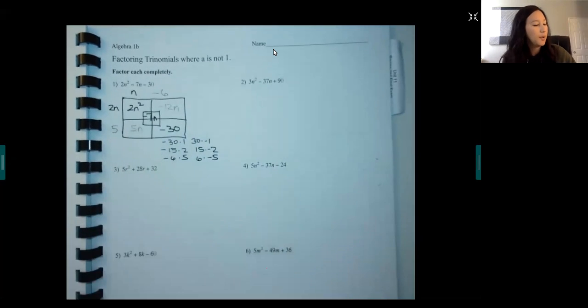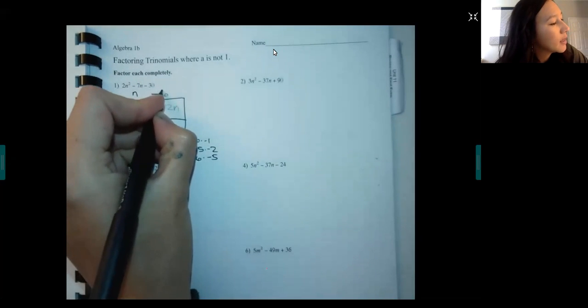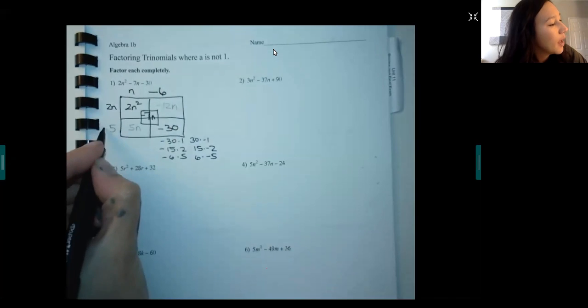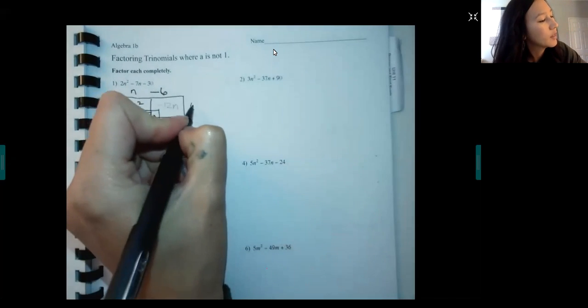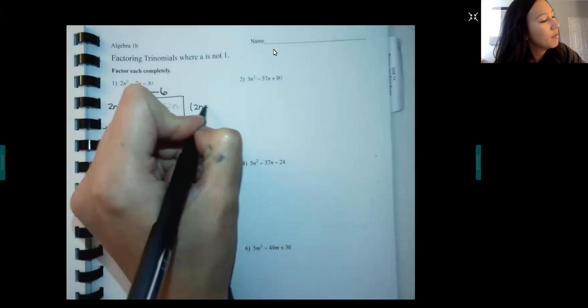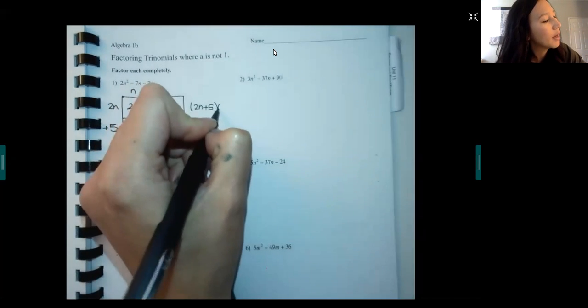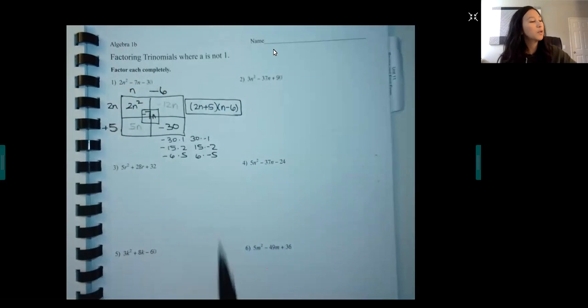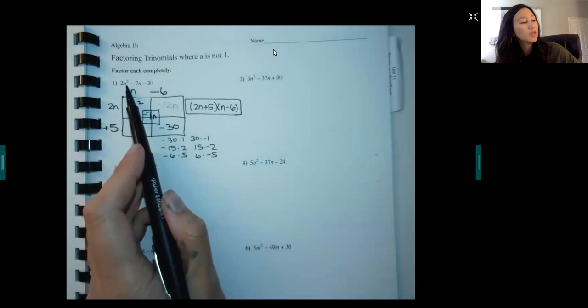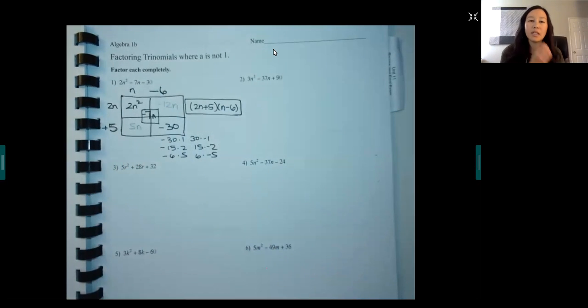So then we know that our sides are n minus 6 and 2n plus 5. So this is our answer, 2n plus 5 times n minus 6. When we multiply those, we get 2n squared minus 7n minus 30.